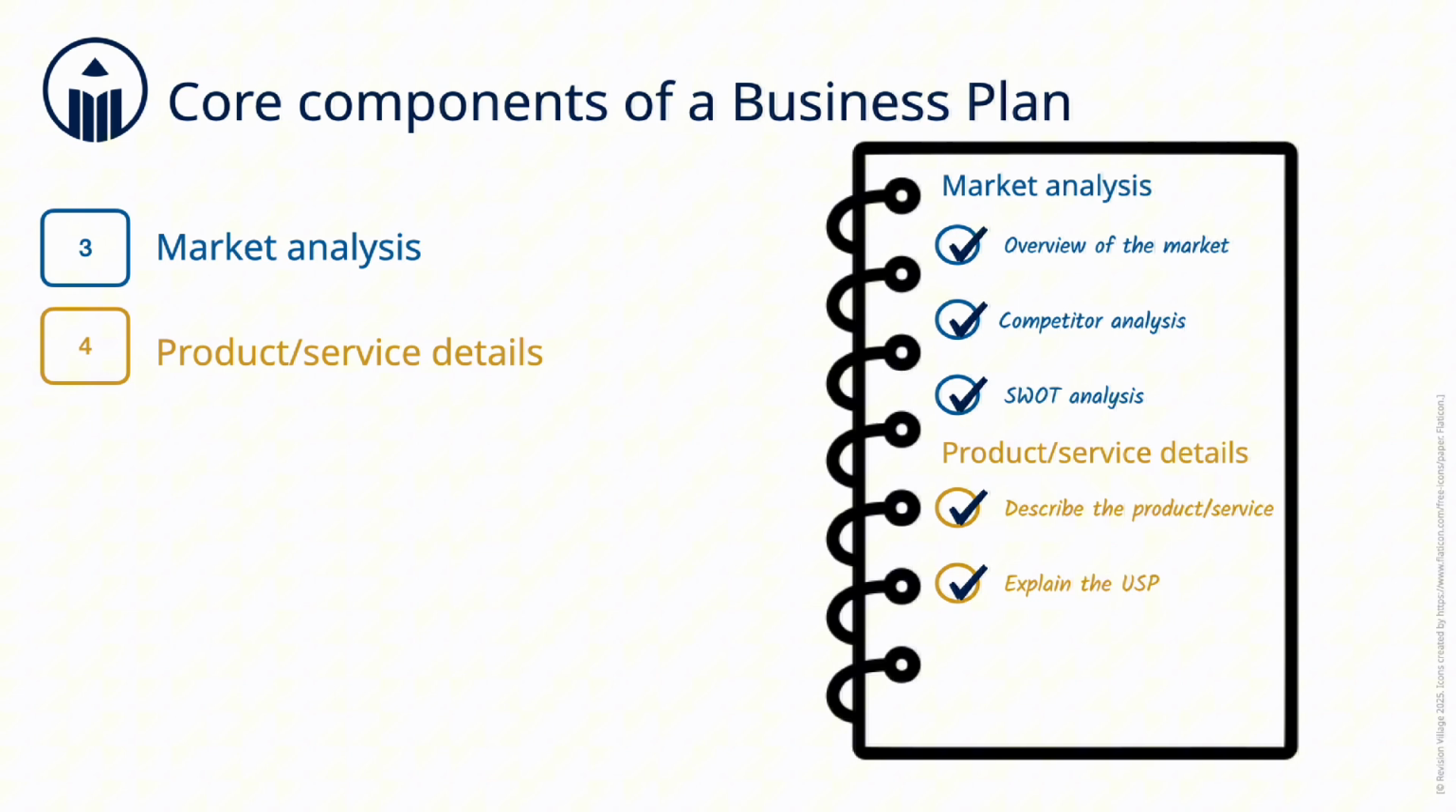Next, the document will highlight what sets the product or service apart from its competitors. The unique selling point is the special feature or benefit or value that only this business provides. This could be anything from an innovative technology, superior quality, exceptional customer service, or a unique approach that solves a problem in a new way.